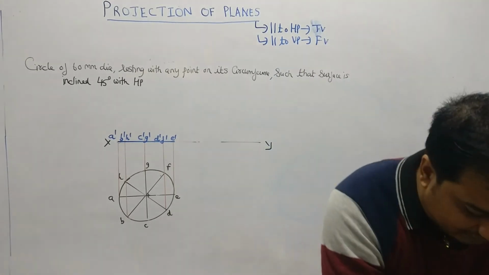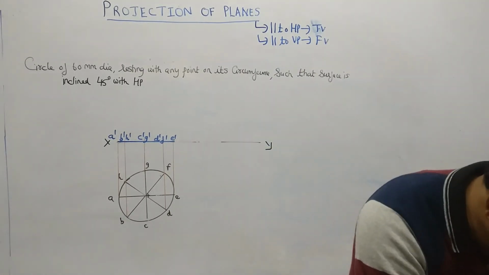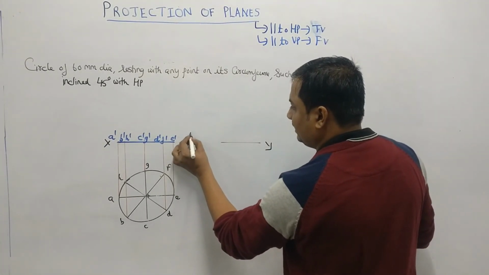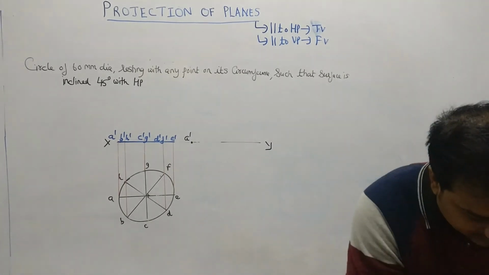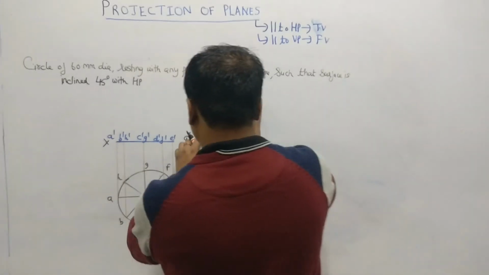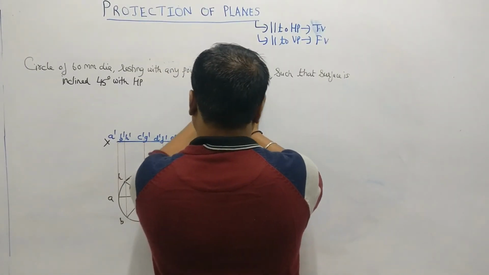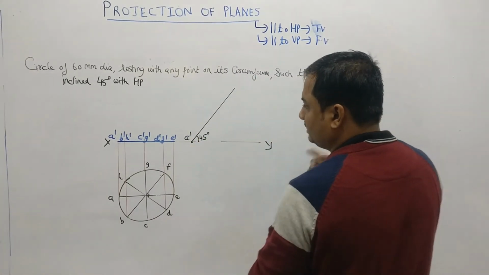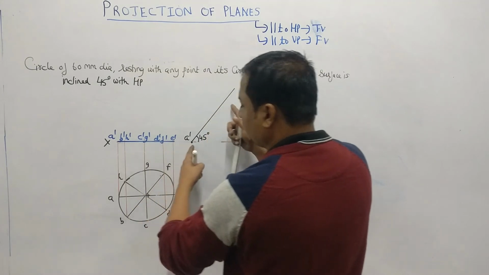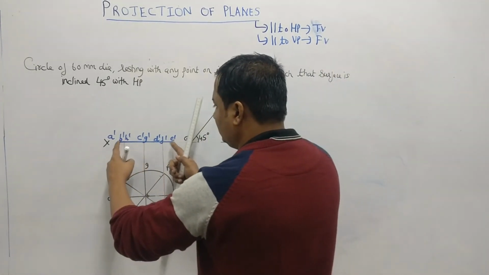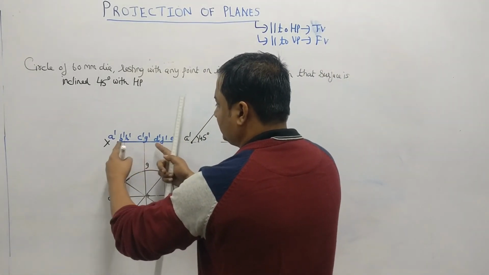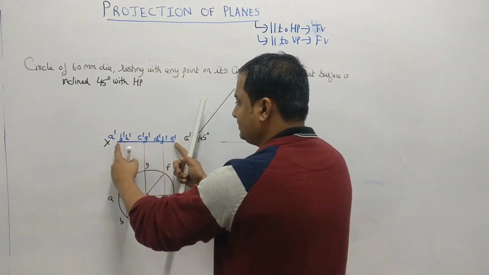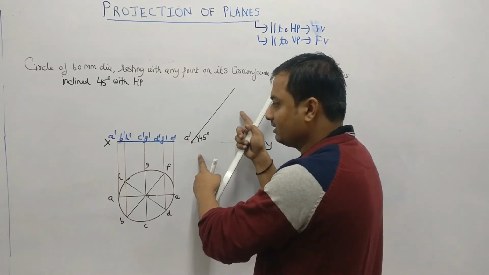So what I will do now is take one point here on XY and name it A dash. Then, as the surface is inclined, draw a line at 45 degrees. As I have told you, the surface length is not going to change, so you have to measure all the points on the surface from here, and plot them here. Measure from here and cut it here.